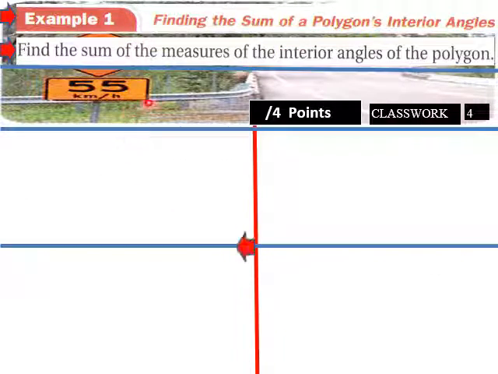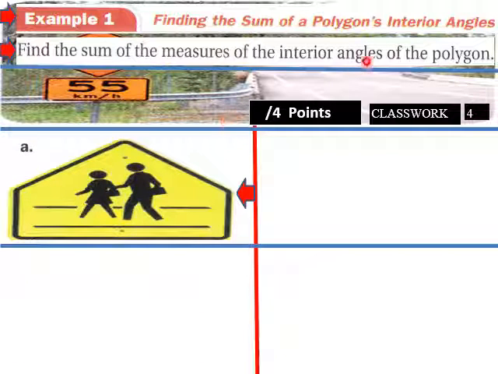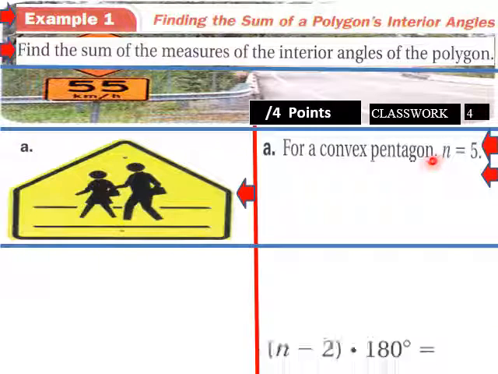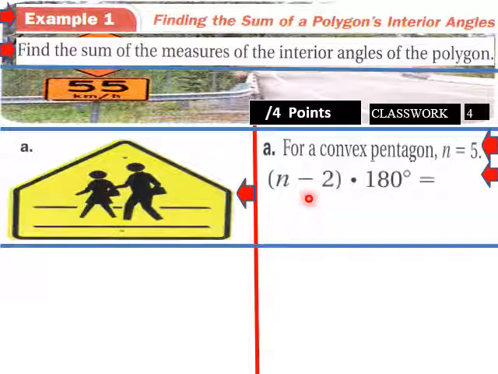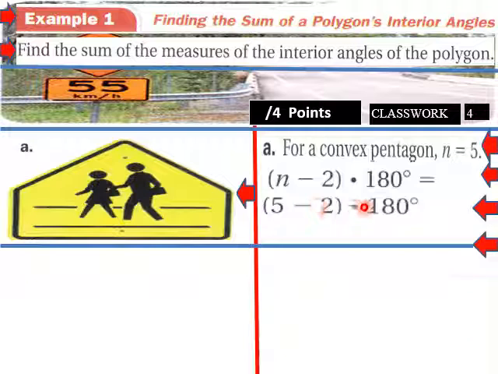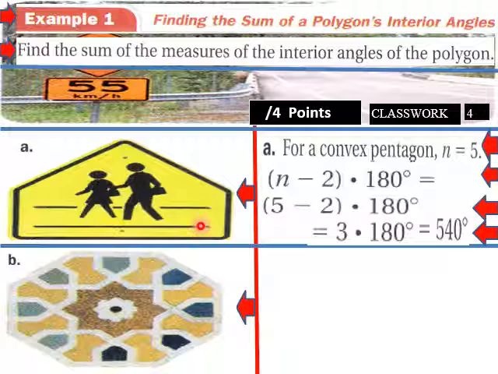For example 1, find the sum of the interior angles of a polygon. So we've got this polygon here. It is a pentagon. It has 5 sides, so n equals 5. Here's our formula, n minus 2 times 180. We have 5 minus 2 times 180, so it's 3 times 180, which equals 540 degrees for the interior angles on this pentagon.